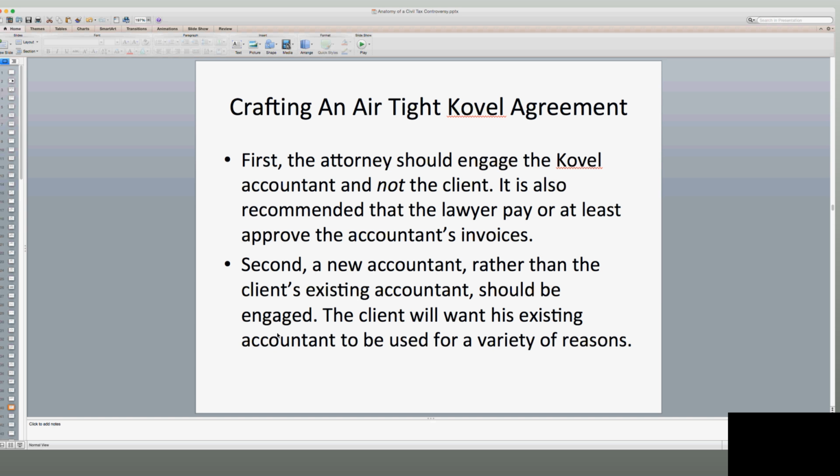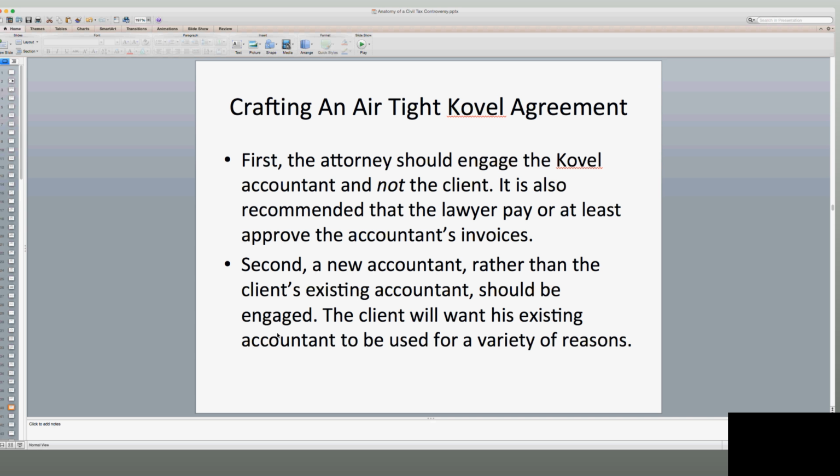So again, the attorney should engage a Kovel accountant. These are ways of crafting an airtight Kovel agreement, and this might be counterintuitive, but just inking the Kovel agreement is not enough. I've seen Kovel agreements be torn to shreds. There are other things that need to be done to craft the airtight Kovel agreement in accordance with the Kovel case. And these are things that aren't as well known as the agreement itself.